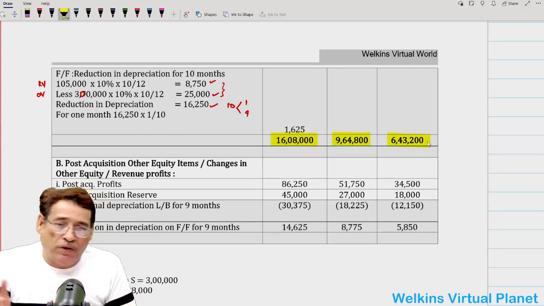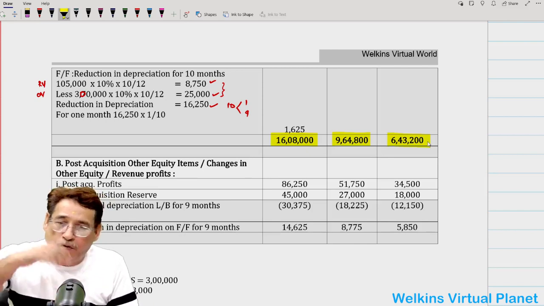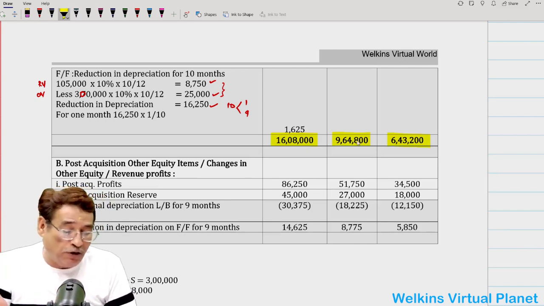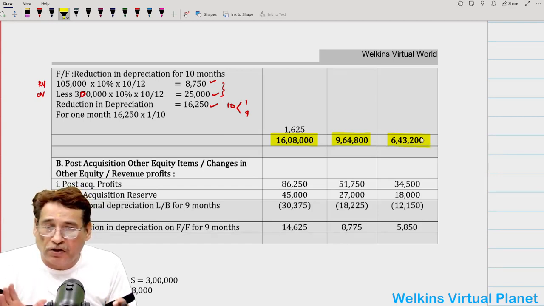This is how you are going to get. That means whatever net assets were there on the date of acquisition, out of that your share is this much and minority share is this much. Is it clear to you?